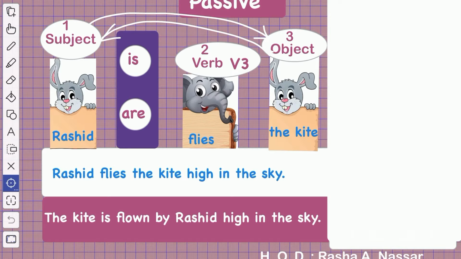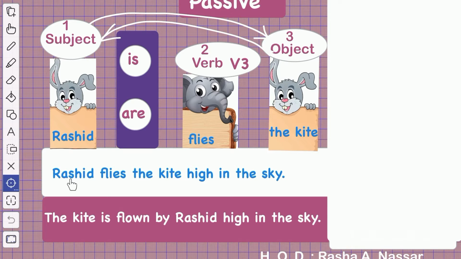Again, my dear students. Today's lesson is how to change sentences into passive. How can we change this sentence into passive? Let's see together how we can change it into passive. First, we should underline the subject, the verb, and the object.